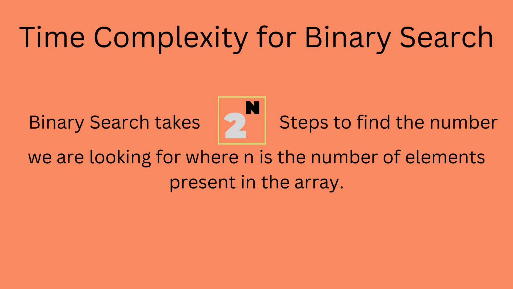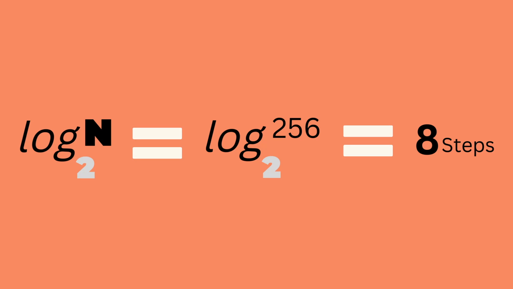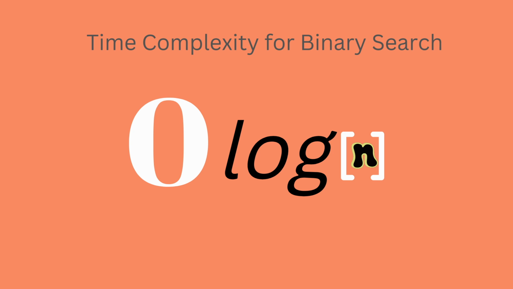Binary search takes 2 to the power n steps to find the element we are looking for, where n is the number of elements present in the array. So imagine if we have 256 elements in a list, and if we want to calculate the number of steps required to find the element, then we can take log n base 2 to calculate the number of steps. Here we have n equal to 256, then log n base 2 is equal to log 256 base 2, and therefore we get 8 steps. To calculate the number of steps in a binary search, all we have to do is to take log of all the elements present in the array. Hence, time complexity of binary search can be given by O(log n).